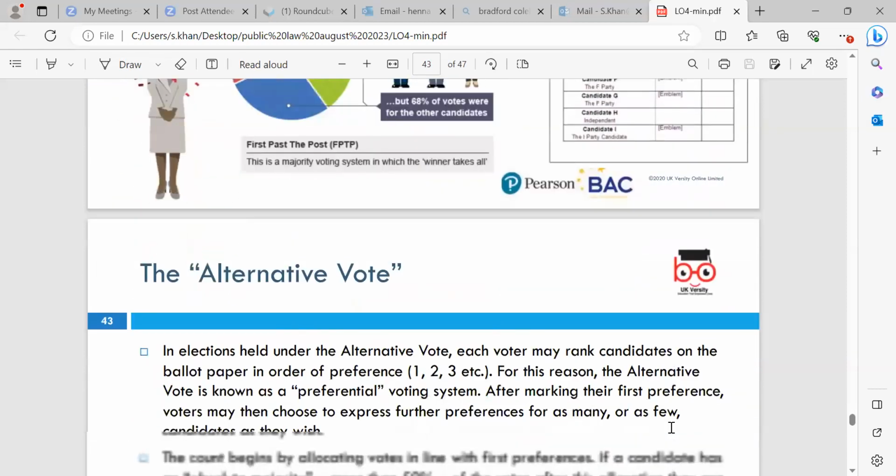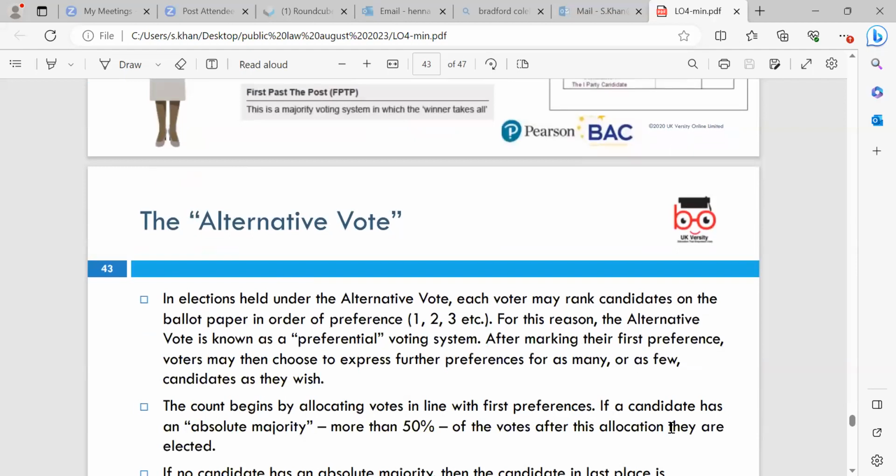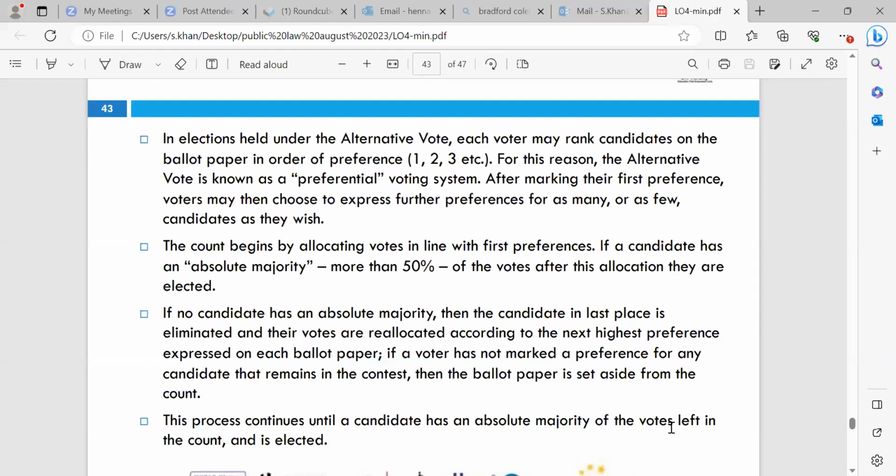The alternative vote. In elections held under the alternative vote, each voter may rank candidates on the ballot paper in order of preference, 1, 2, or 3. For this reason, the alternative vote is known as a preferential voting system. After making their first preference, voters may then choose to express further preferences for as many or as few candidates as they wish. The count begins by allocating votes in line with first preferences.